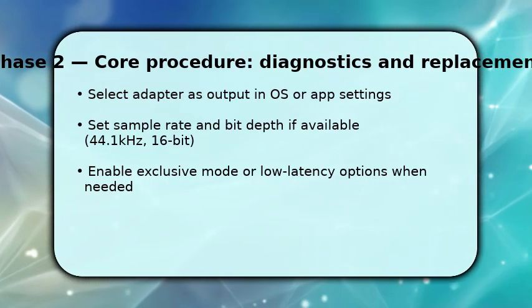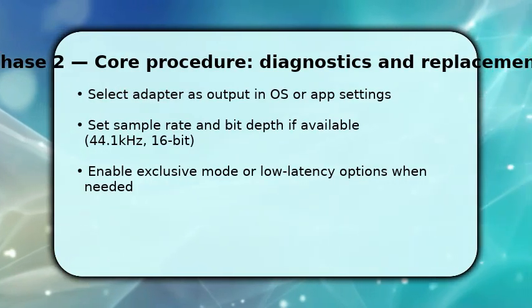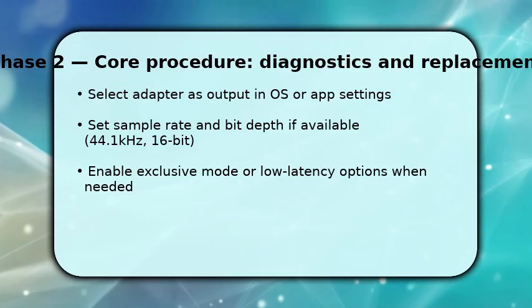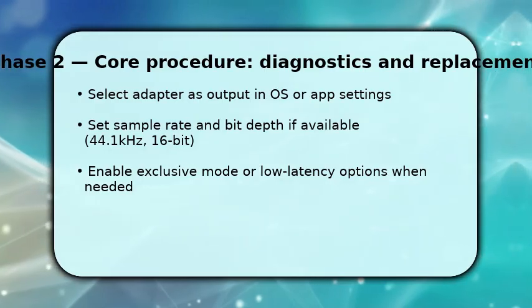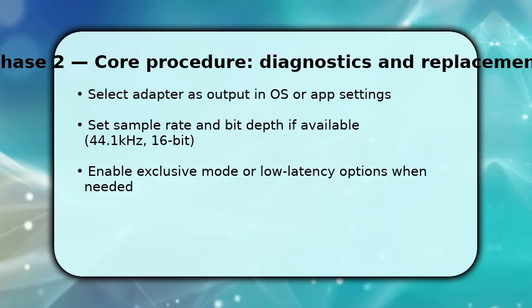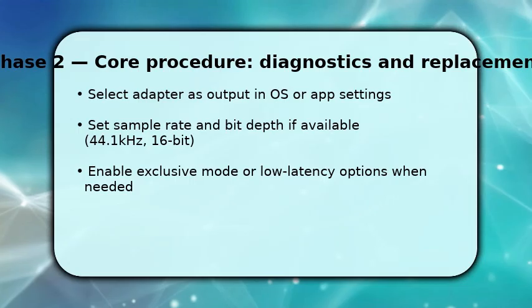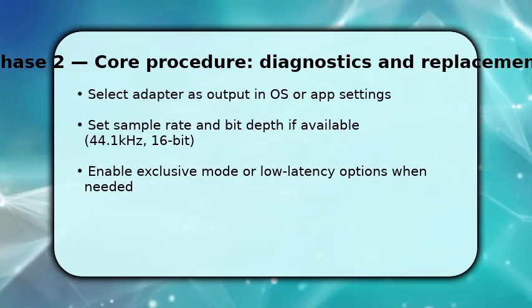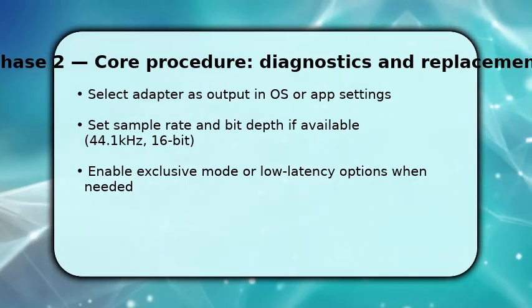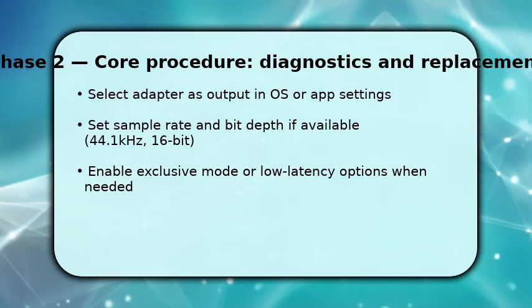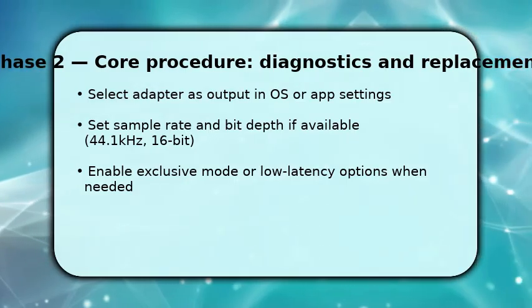Next, you configure how audio flows and why it matters. Open your device's sound settings and explicitly select the adapter as the output so the OS routes audio correctly. If your app or driver lets you choose sample rate and bit depth, pick 44.1kHz/16-bit for music or higher for professional work. This affects fidelity and CPU load.